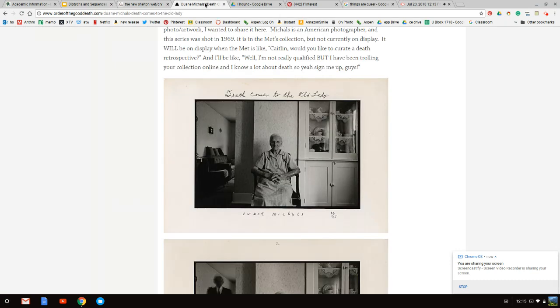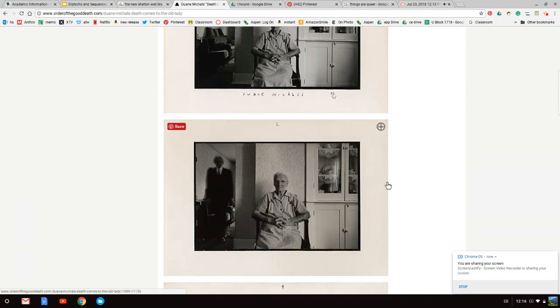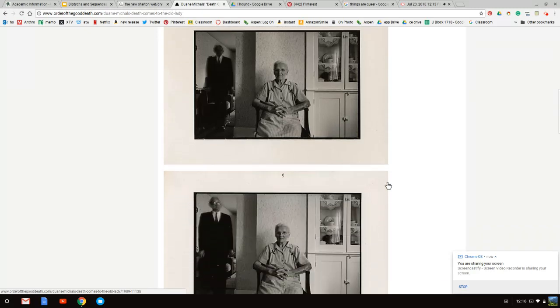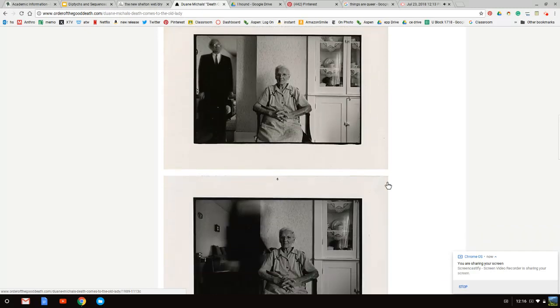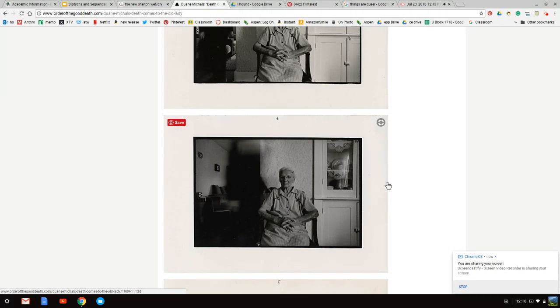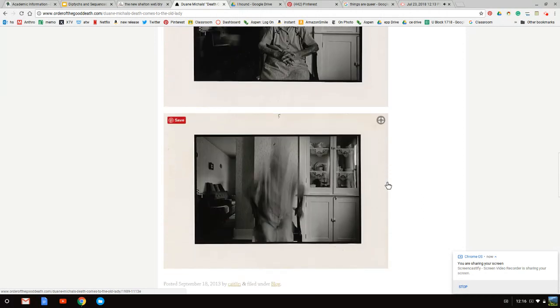Another piece that he did, which is very good and famous, is called Death Comes to the Old Lady. This is a great use of using your shutter speed in order to get meaning across. So here we have a woman sitting, and here comes Death, and he walks by. He taps her on the shoulder, and she goes with him. And I think it's a really beautiful way to show how Death comes to visit us and we go with him.